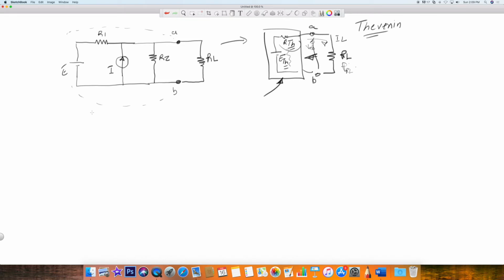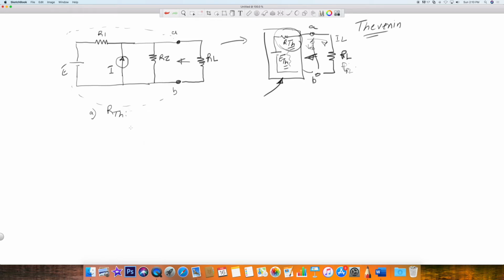The first thing you want to do is find RTH. So what is the Thevenin equivalent resistance as seen by RL in this direction? To do this, there's a simple technique. So how do you do it? Any voltage source you will short, and any current source you will open.